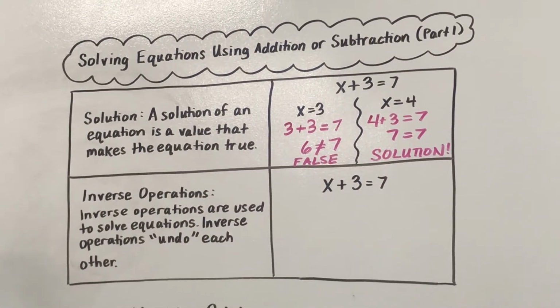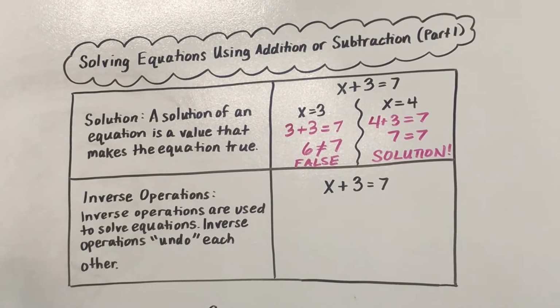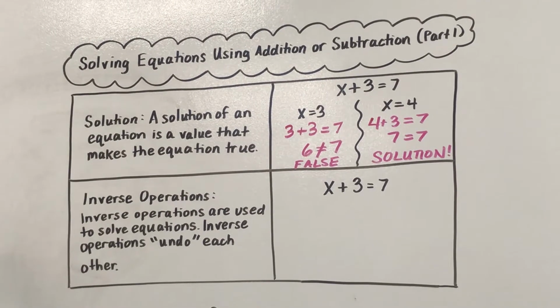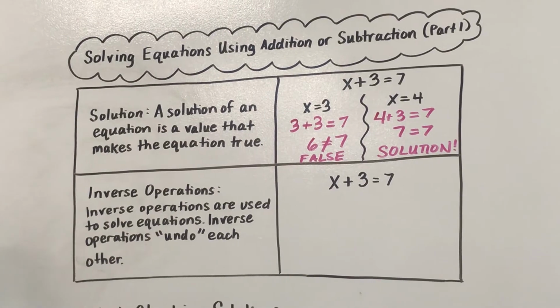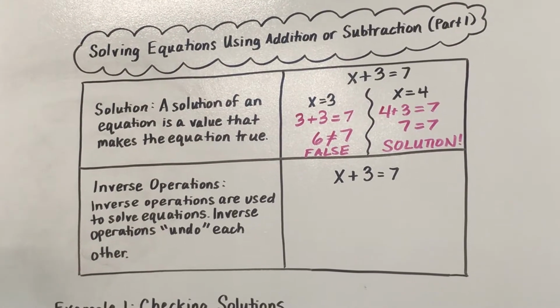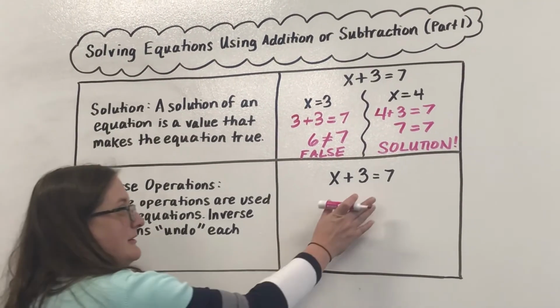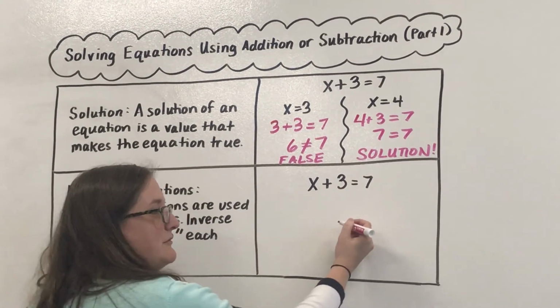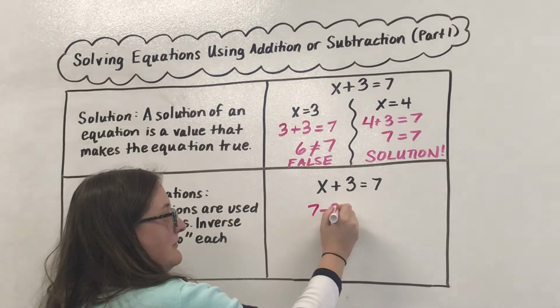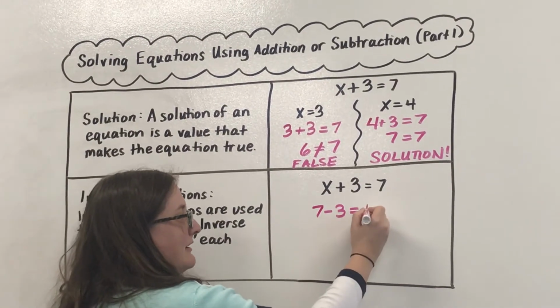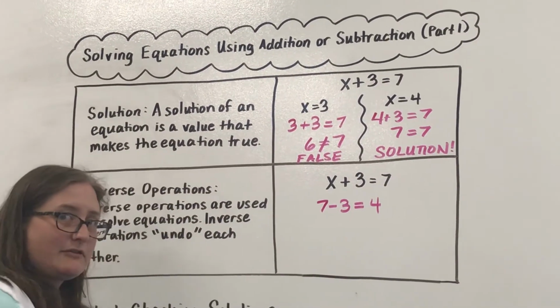When we're trying to solve our equations, we're also going to be using inverse operations. Inverse operations actually undo each other. Addition and subtraction are an example of inverse operations. So if I'm trying to solve this problem, many of you would think about working backwards and doing 7 minus 3 to get the value of x. That's using an inverse operation.